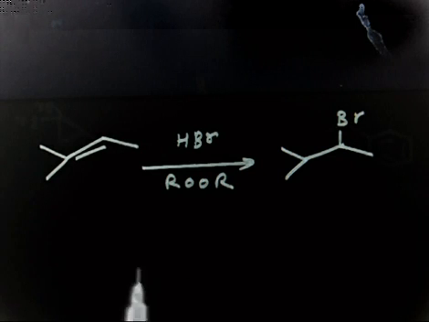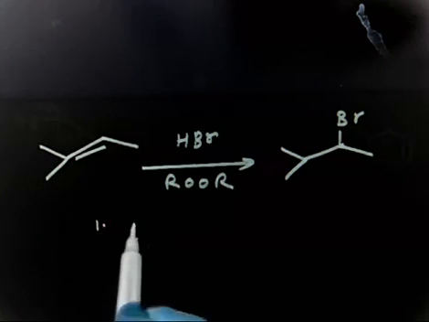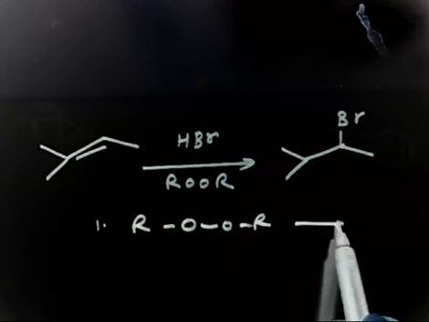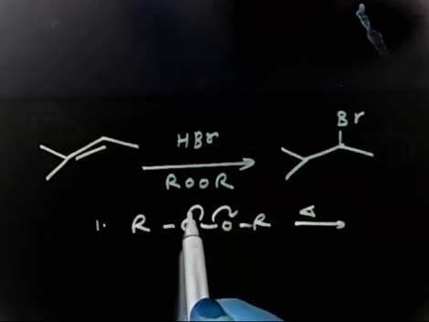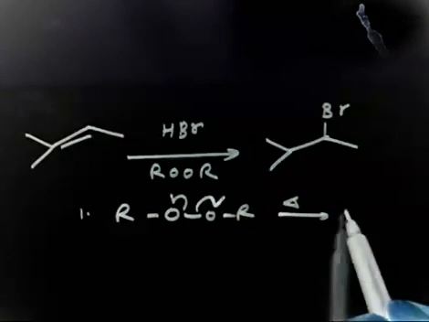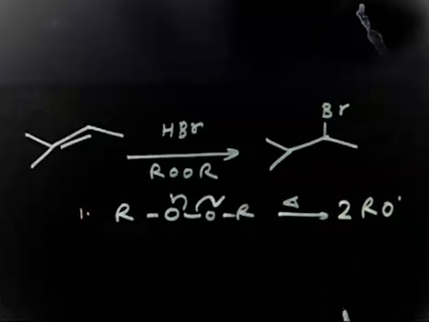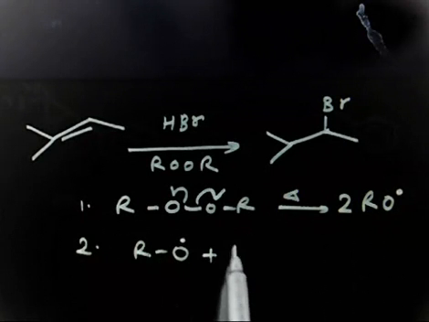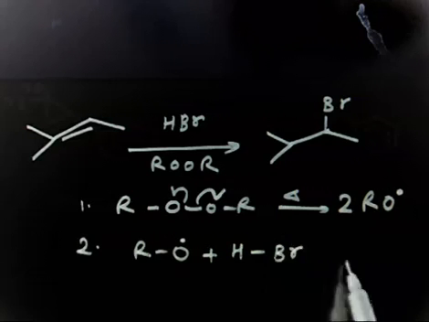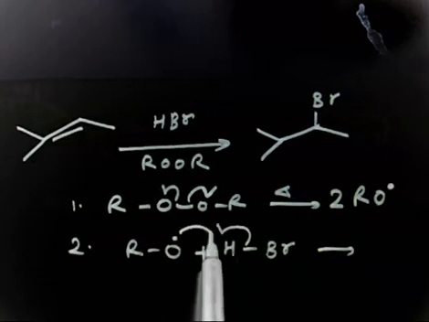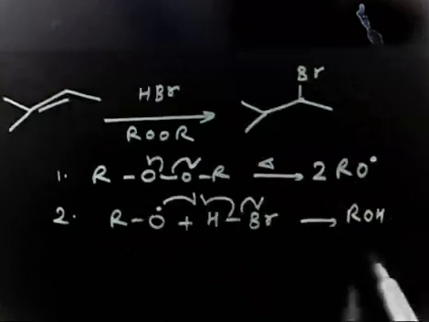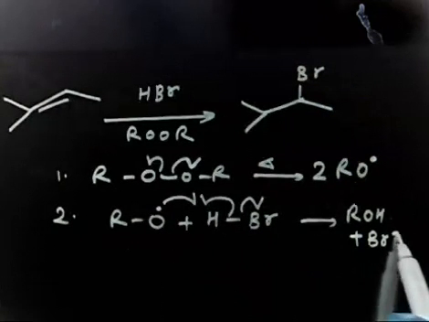Okay, I think some of you may have done. So first step is simply generation of radical. ROOR, if you heat this one, one electron goes this side, one this side, so you will have 2 RO dot. These things we have discussed in details in class, so I am going to go slightly fast. Now this RO dot can take hydrogen from HBr. One electron goes here, one electron goes here, so you will have ROH plus Br dot. So basically you have generated the Br dot.